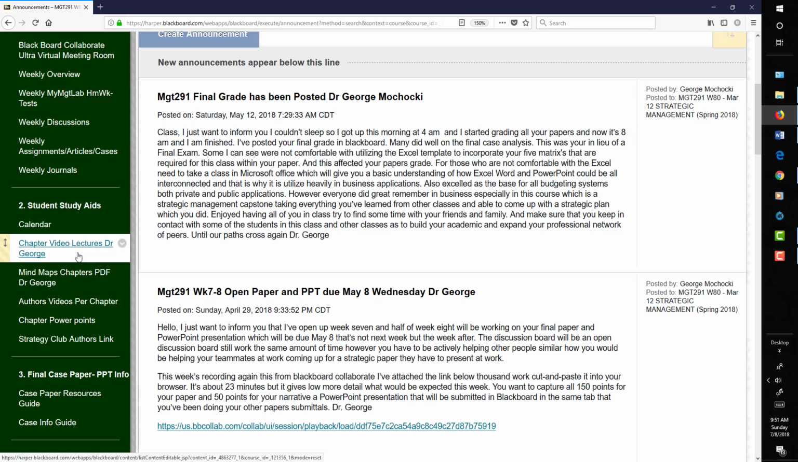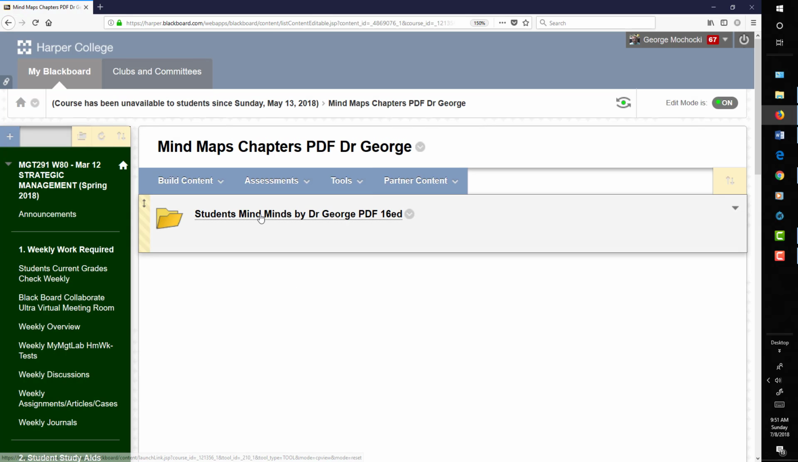Now, my concept maps, again, they're in a PDF file, and I'll show you how they work. Students' maps, okay?